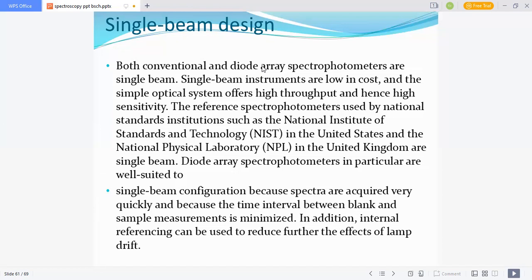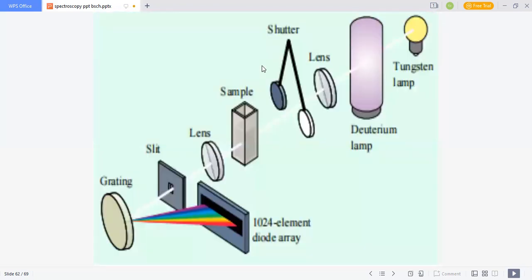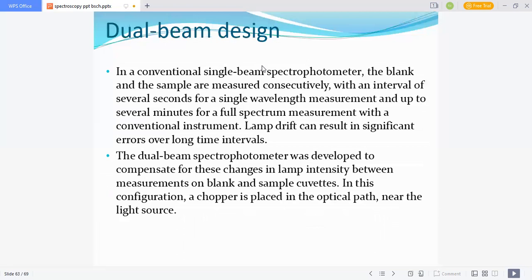Diode array spectrophotometers in particular are well suited to be single beam because spectra are acquired very quickly and because the time interval between blank and sample measurement is minimized. In addition, internal referencing can be used to further reduce the effect of lamp drift. Move to next slide. Dual beam design.